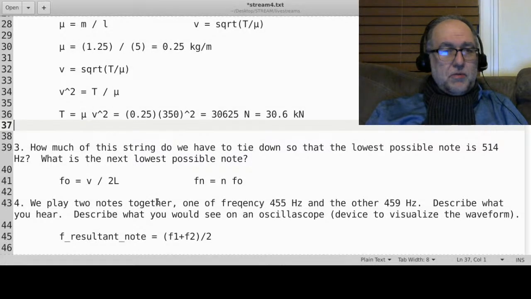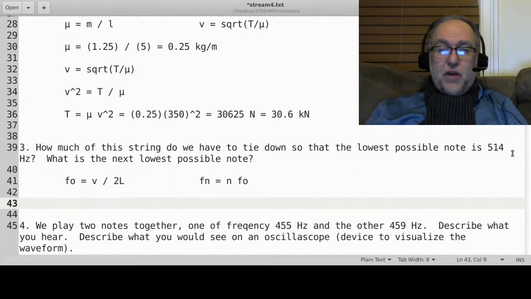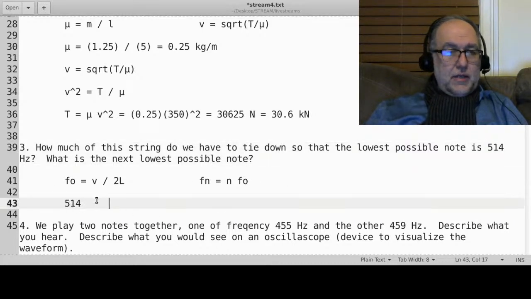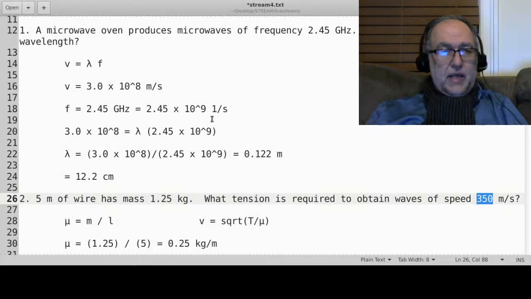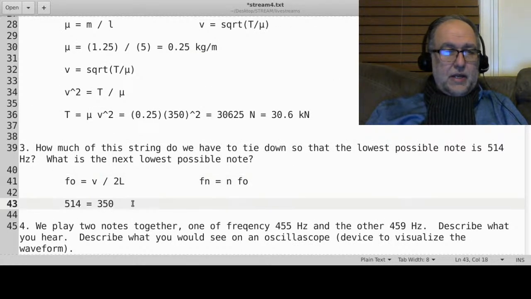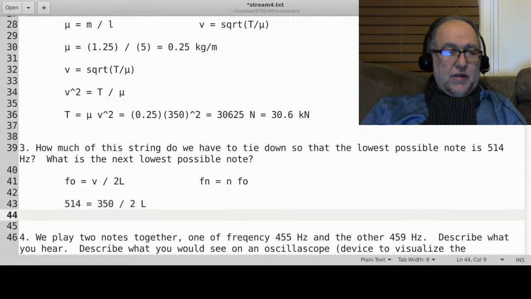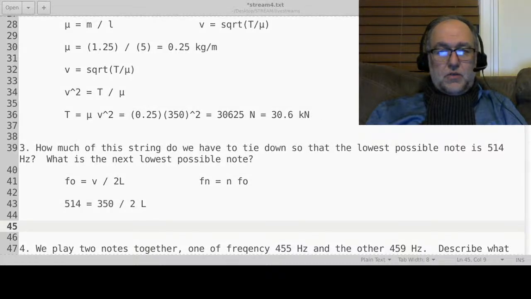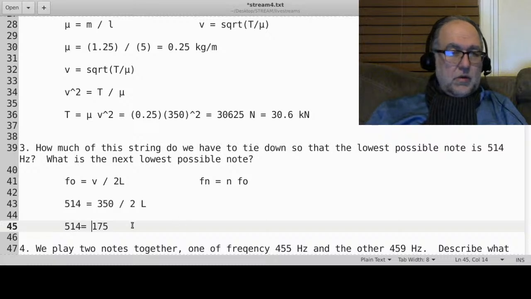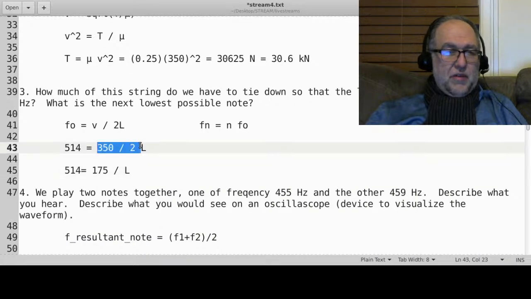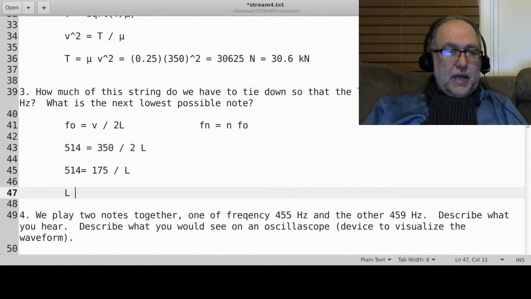Let me do that problem for you. Over here, the fundamental frequency, I told you I want it to be 514. The velocity, I told you, was 350 meters per second. So substituting, 514 equals 350 divided by 2 times L, and we're trying to solve for L. I can do this in two steps. 514 is equal to 175 divided by L, since I just took the 350 and divided by 2. Then L will equal 514 divided by 175.